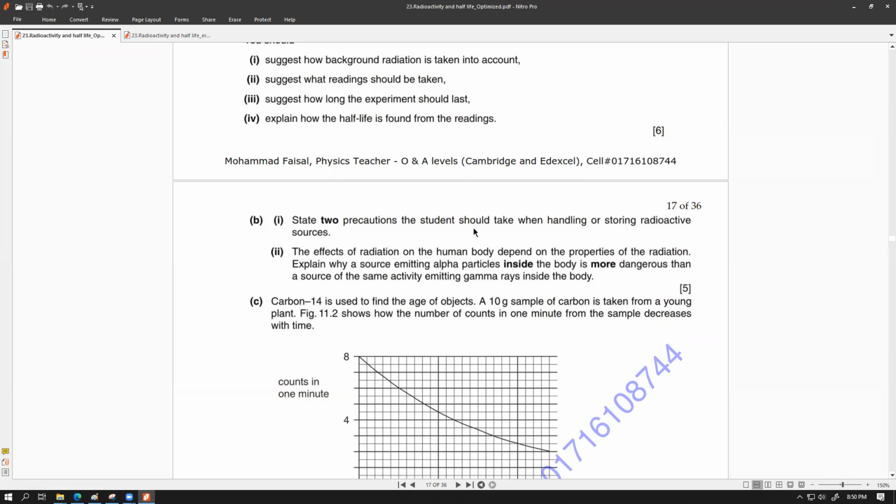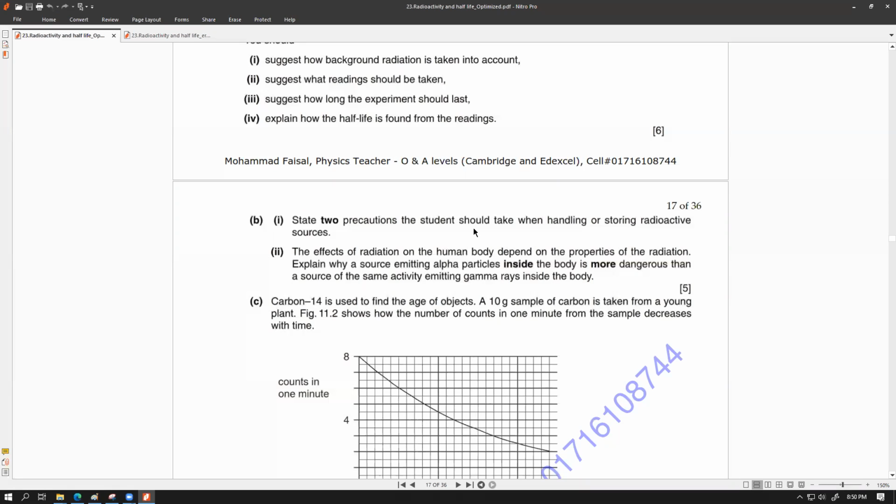So one is that whenever they're handling it, they must be using protective clothing and use tongs, and also while storing, they must definitely store it within a lead-lined box. You can also mention a locked box. And then number 2 says the effect of radiation on the human body depends on the properties of the radiation. Question: why is a source emitting alpha particles inside the body more dangerous than a source of the same activity emitting gamma rays inside the body?